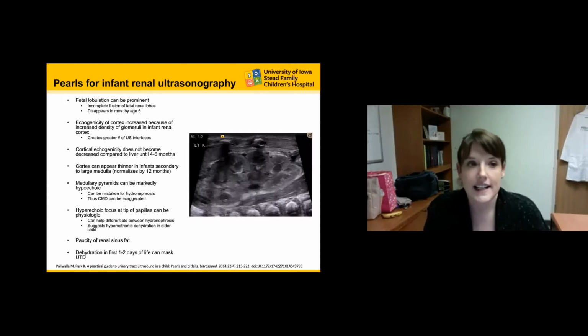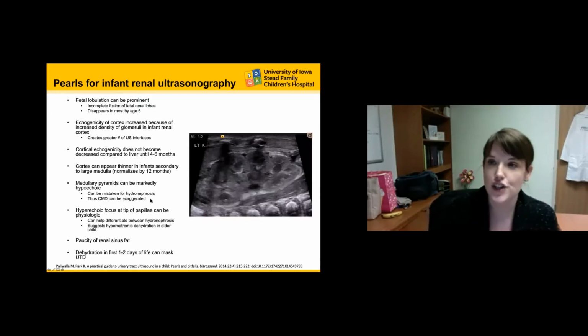So the cortex in an infant kidney is going to be more echogenic than in an older child or an adult. What we usually compare echogenicity to in the kidney is the adjacent liver or the spleen. In older children and adults, often the kidney is hypoechoic, or a little bit darker, compared to the liver or the spleen. But in infants, it can either be isoechoic or sometimes even slightly hyperechoic. And that hyperechogenicity doesn't usually decrease compared to the liver until 4 to 6 months of age, sometimes even up to 12 months.